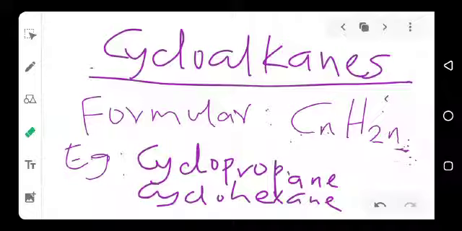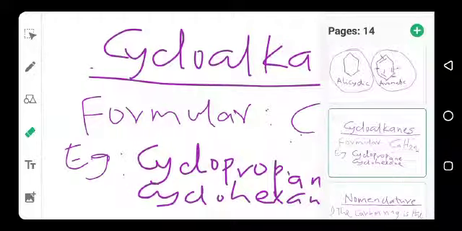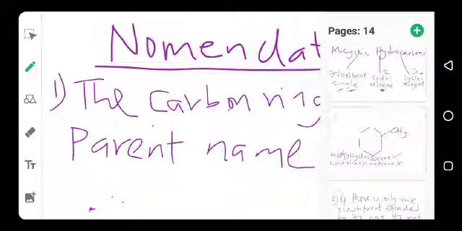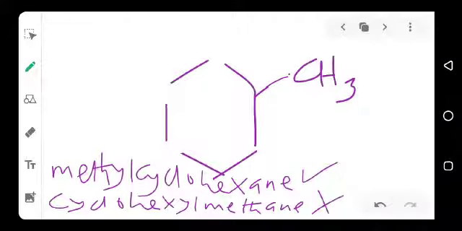Now how do we name this cycloalkane? The nomenclature. In naming a cycloalkane, we take the carbon ring as the parent name. The parent name is the functional group. So when we have a structure like this one, to name it, this ring should be the parent name.